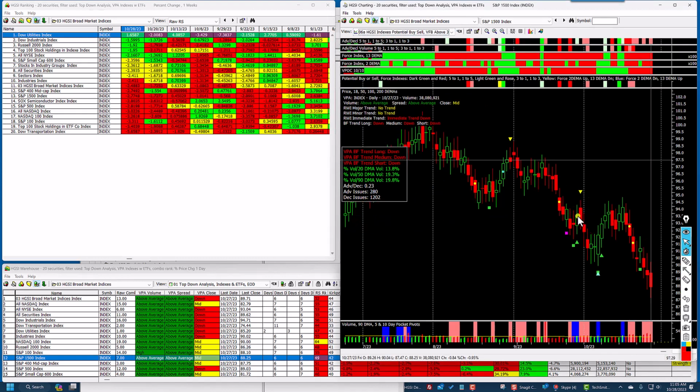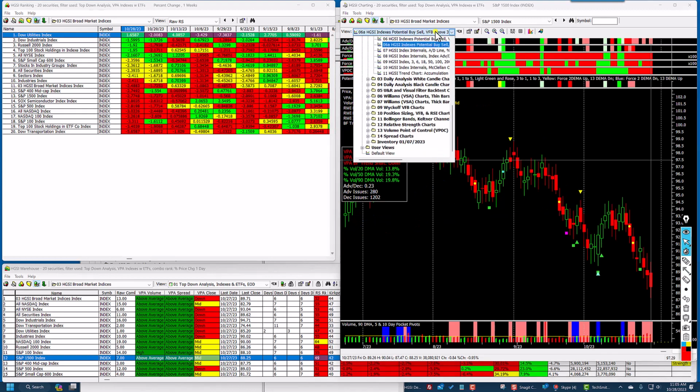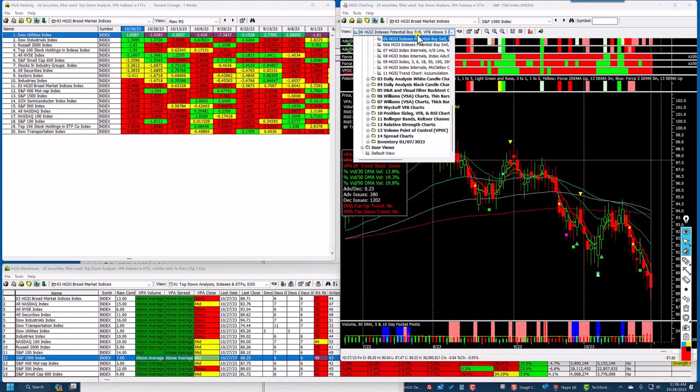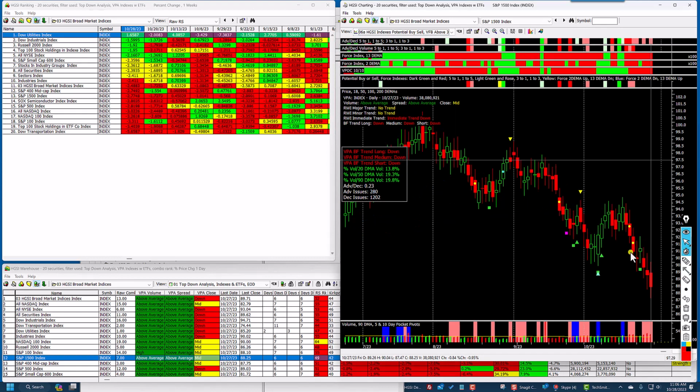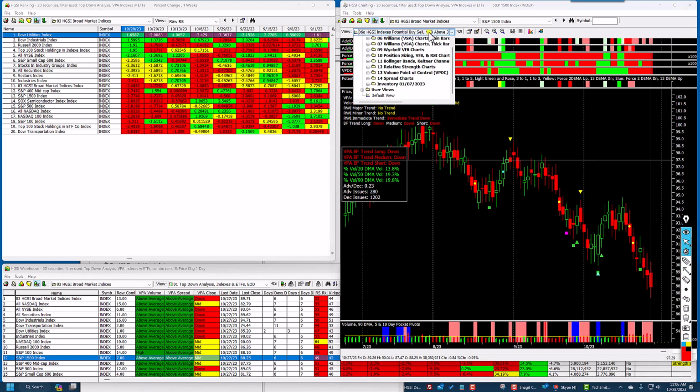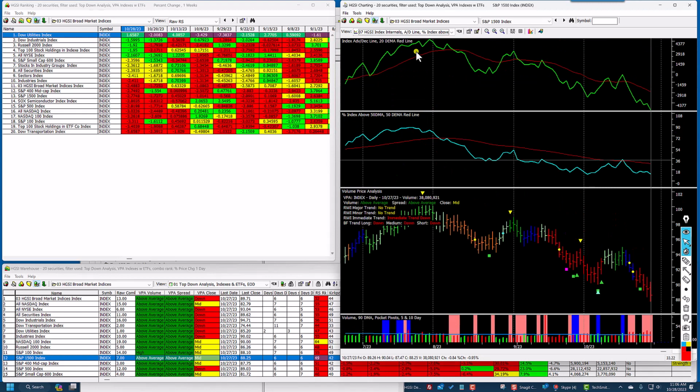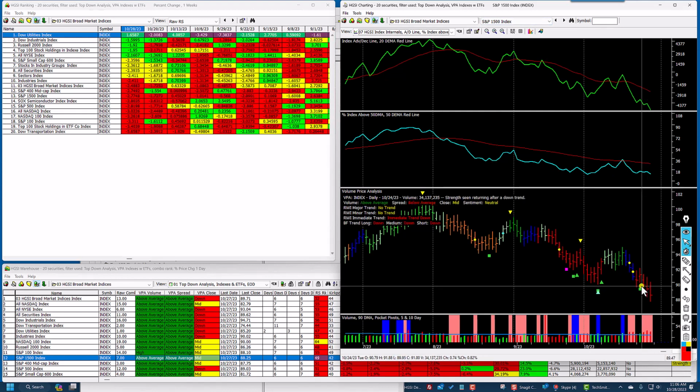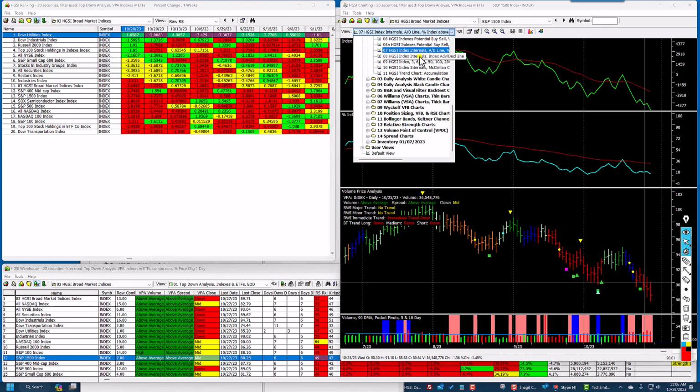Same thing without the moving averages. I just wanted a clean look at it without the moving averages. Same chart though. Number 7 is just a close-up of the advanced decline line for the S&P 1500, not for the entire market, and the percentage above the 50-day. And then these are the trend colors which correspond with this information right here. Not looking pretty at all.